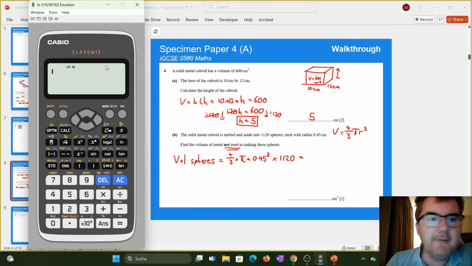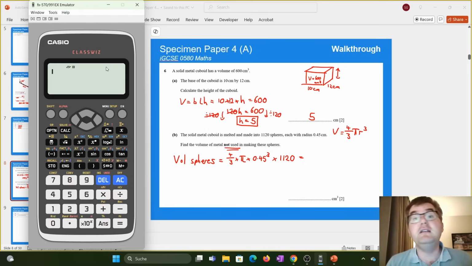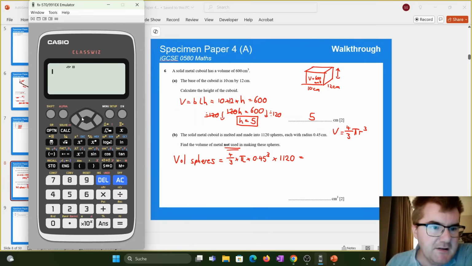It does fairly basic functions. So if you don't have a very complicated calculator, you can still follow what we do. So let's type this in. We have 4/3 times pi, know where your pi button is, so shift and down the bottom here, times 0.45 cubed. Notice all the units are in centimeters, so there's no changing units, which is handy.